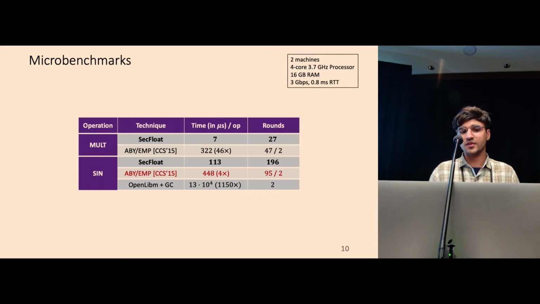In terms of rounds, the prior works can be evaluated either with garbled circuits or with GMW. So if it's garbled circuits, then the rounds are just 2. But compared to the GMW baseline, our rounds are comparable.